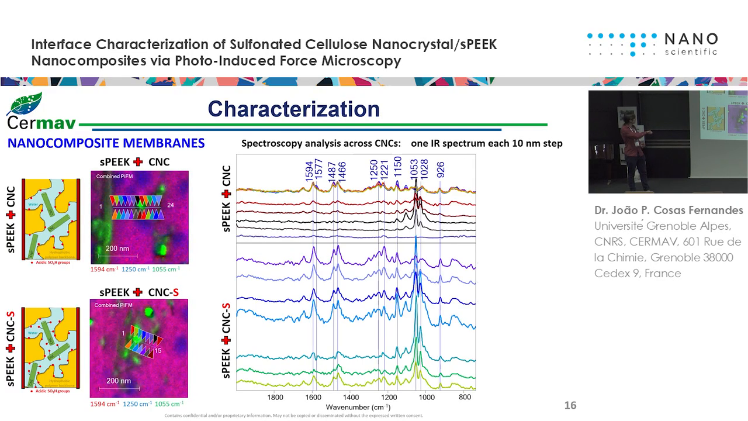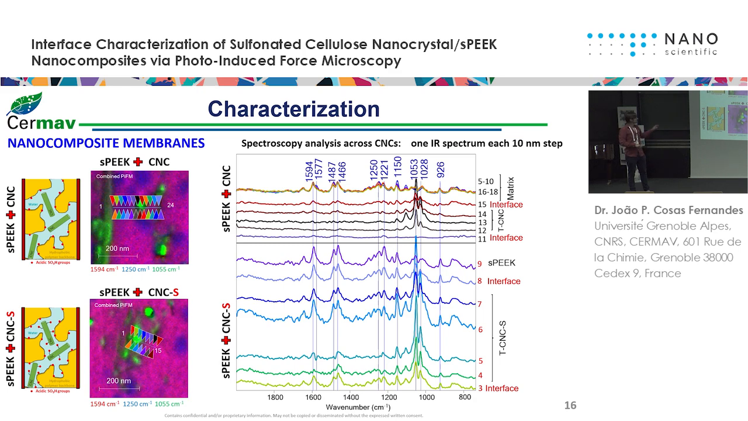So we did line spectra here, taking one full spectrum at each 10 nanometers. So we can have a forest of different spectra. And as we can correlate the position with the spectra, we can actually say, okay, this is the interface. Here I'm only seeing the tunicate with the sulfonated ones, other interface, the matrix, and so on.